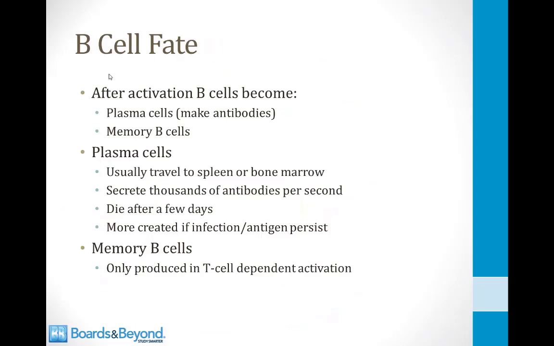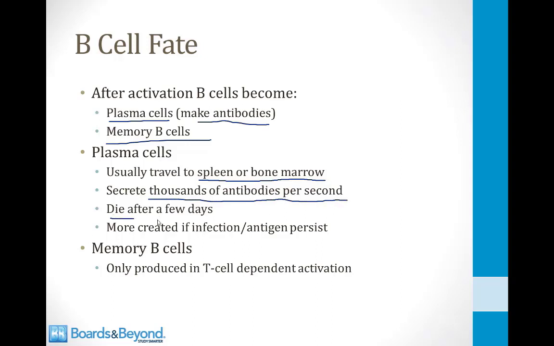Let's talk about the fate of B cells once they are activated. So after activation, B cells have a choice. They can either become a plasma cell, which makes antibodies, or they can become a memory B cell. Plasma cells usually travel to the spleen or bone marrow, and they can secrete thousands of antibodies per second. Their metabolic activity is remarkable.